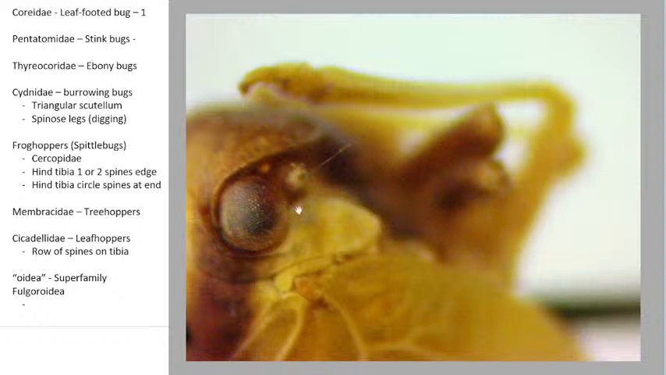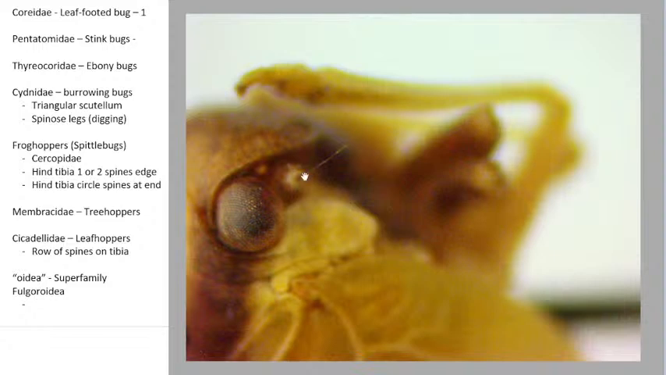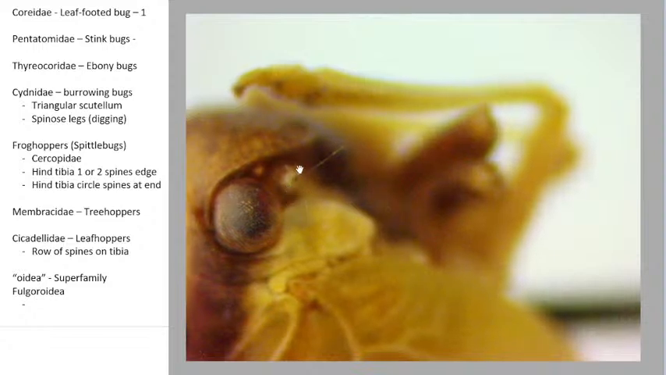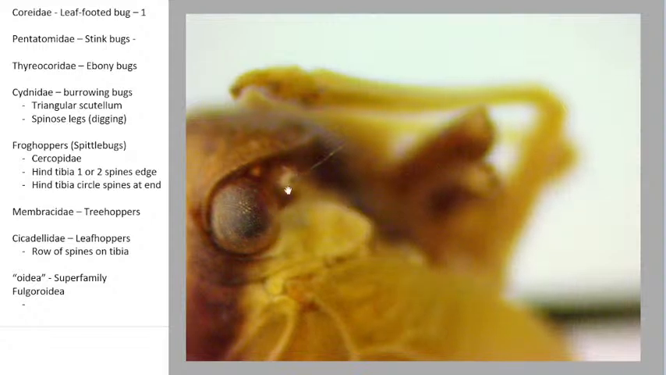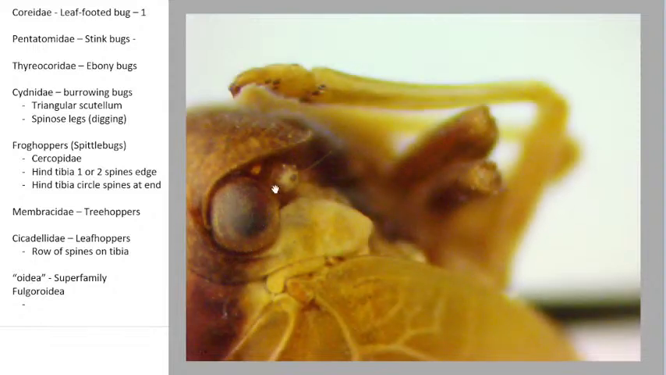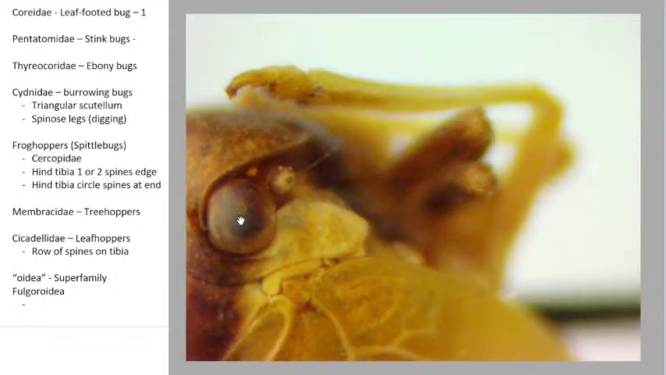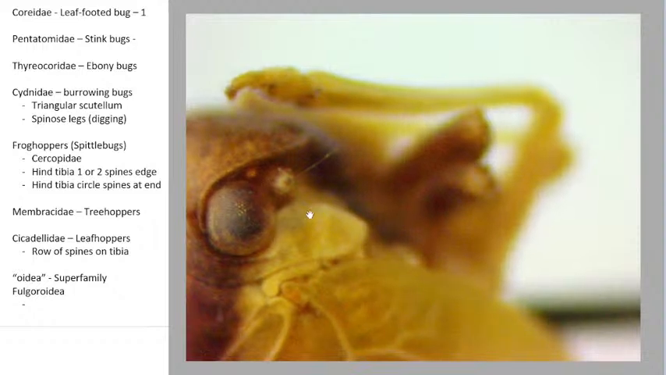So we've got the head, and you see this little nodule and the hair sticking off of it? That's not a hair, that's its entire antenna. Alright, so this nodule and the hair, that's going to be its antenna. And you'll notice that the antenna is coming out of the head right underneath the eyes. Alright, and that's going to be the characteristic for the superfamily, for the Fulguroidea.